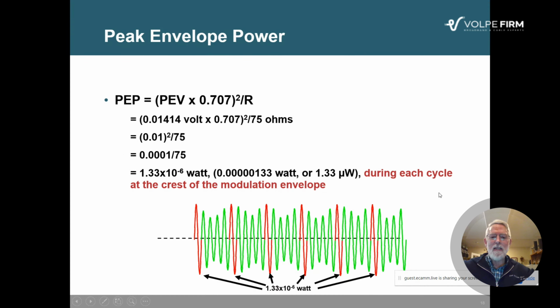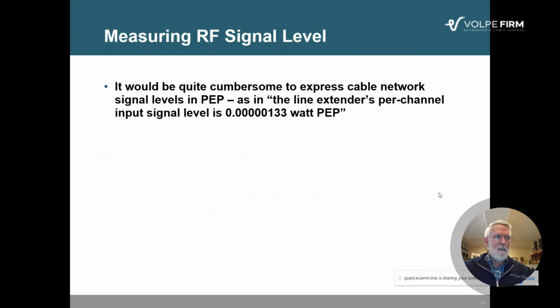So now we have peak envelope power. And okay, what do we do with it? Well, as before, it would be a little bit clunky to express signal levels in a cable network in PEP, at least in watts. And say something like, all right, the line extender's per channel input signal level is 0.0000133 watt. Yeah, that'd be exhausting to communicate to a colleague.